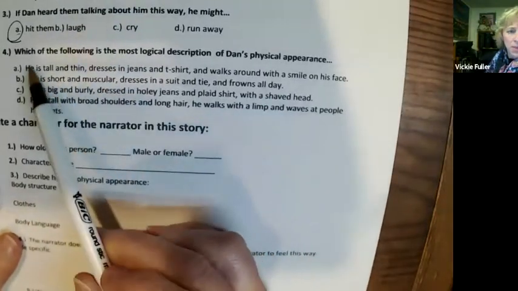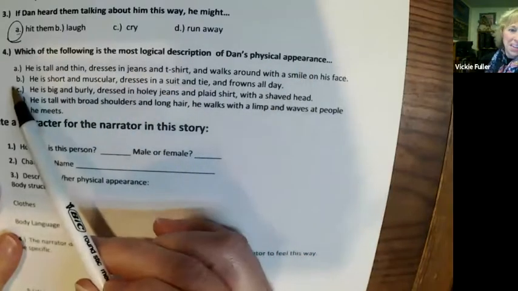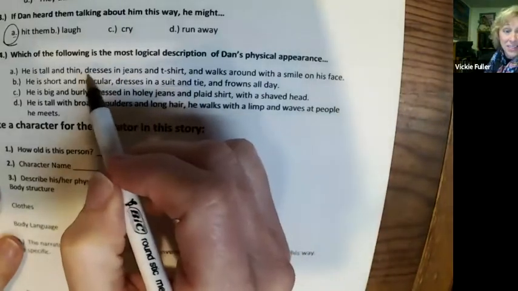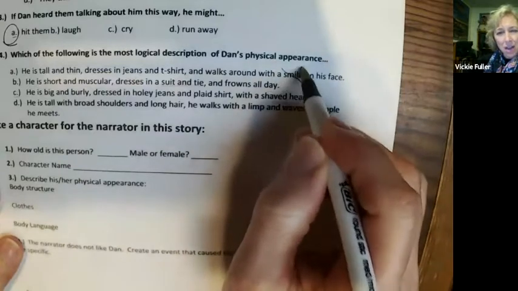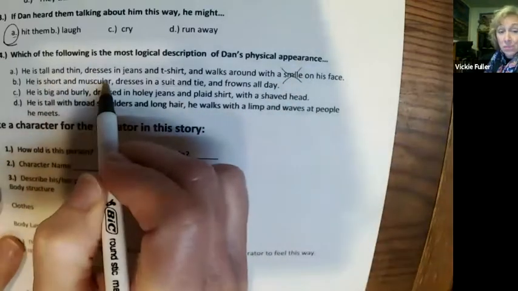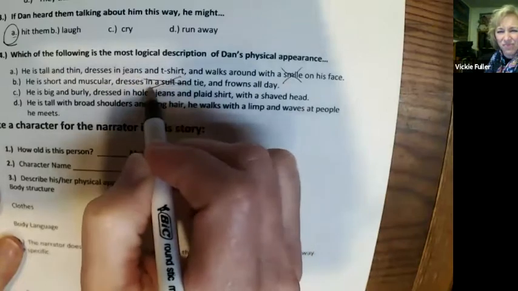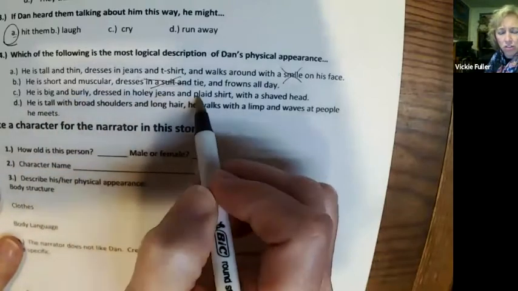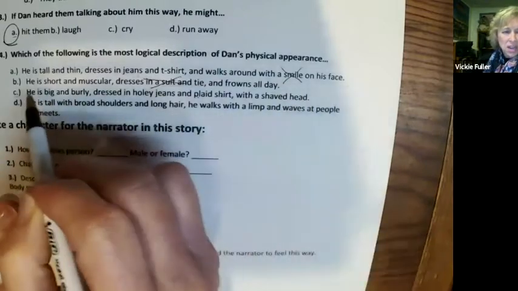Number 4, what's the most logical description of Dan's appearance? Now, each of these has some interesting parts. Like, I could see him being tall and thin, dressing in jeans and a t-shirt, but he would definitely not walk with a smile on his face, okay? Unless it was an evil smile. Short and muscular, definitely. I could see him being that. But dresses in a suit and tie, not really. Big and burly, yes. Dressed in holey jeans and a plaid shirt, possibly. Shaved head, could be. But let's look at D.